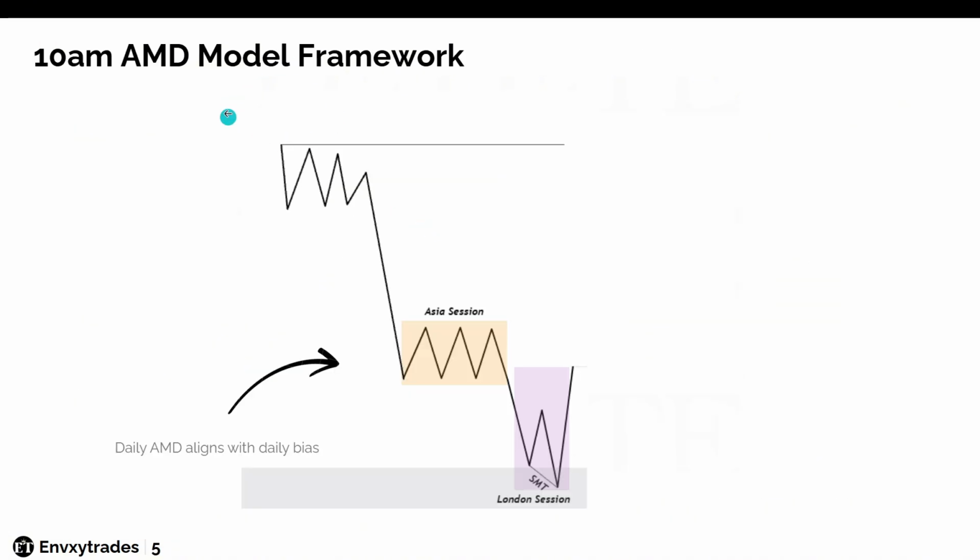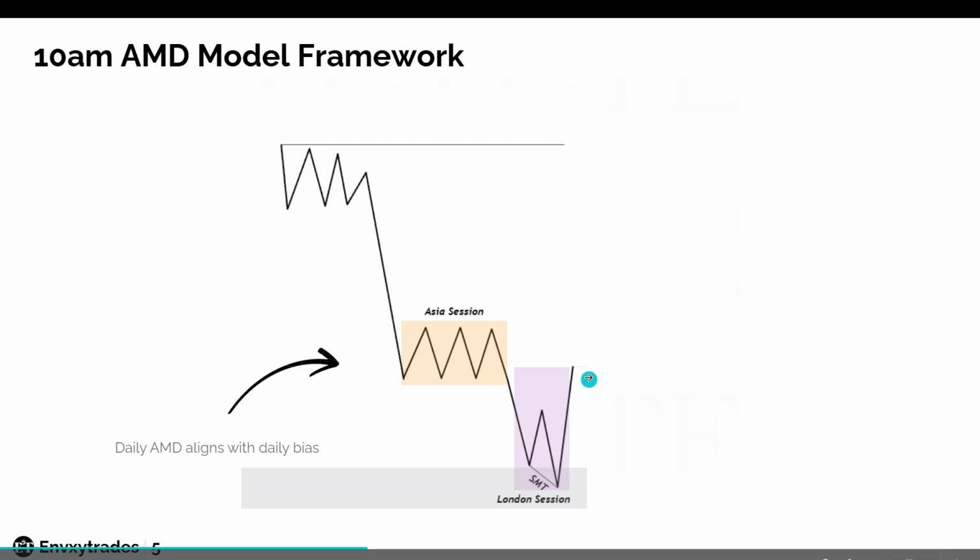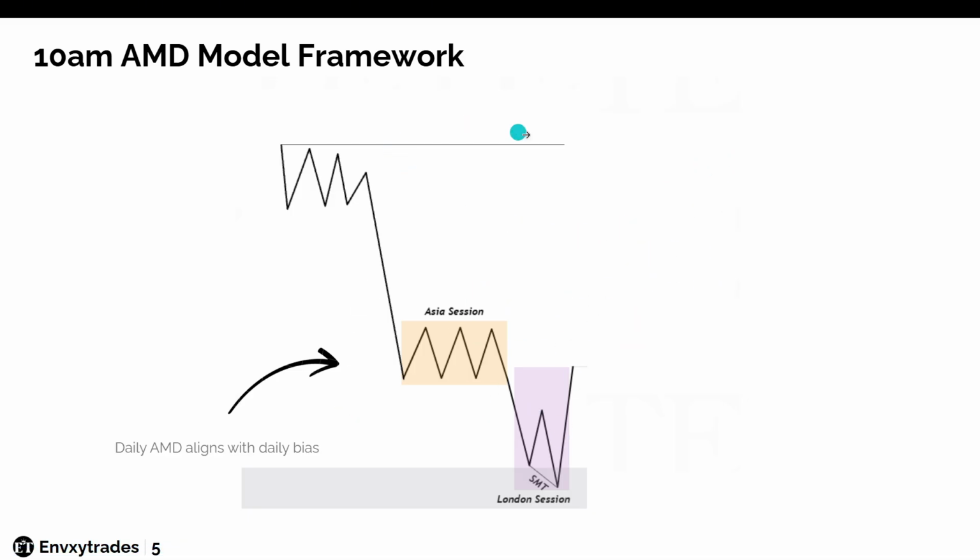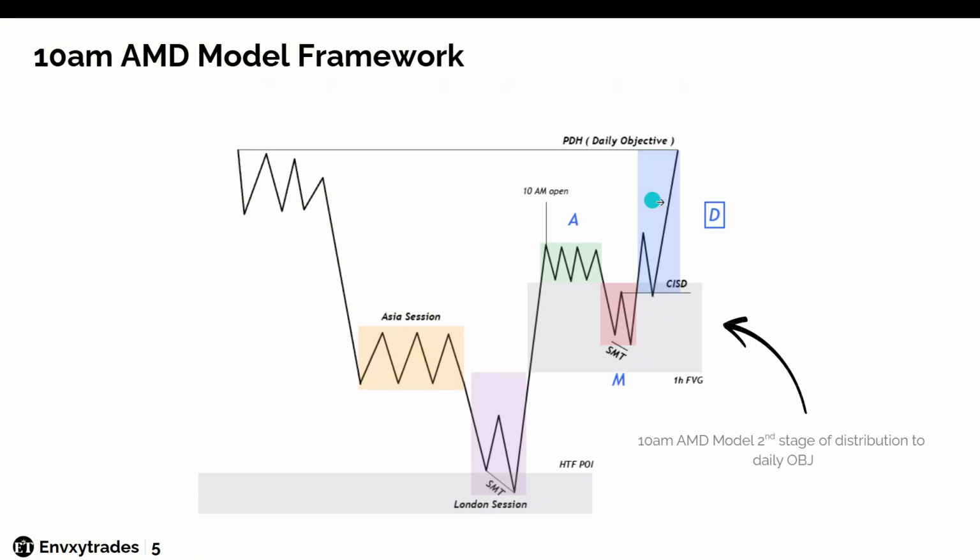So we can go over the 10 AM model framework and what a day should look like for you. First off, we can start off with the daily profile. You can clearly see that Asian session accumulates, London session manipulates into a higher time frame PD array. It creates an SMT, and then this allows for the 10 AM model to have that second stage of distribution towards this drawn liquidity. So now on to the next slide.